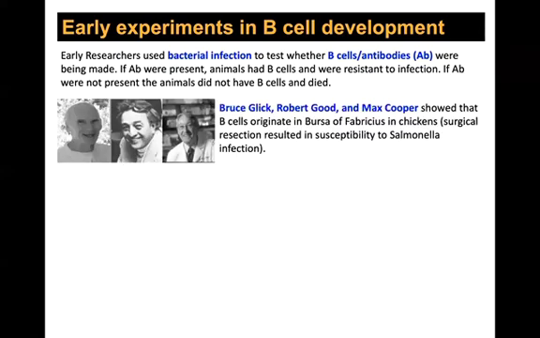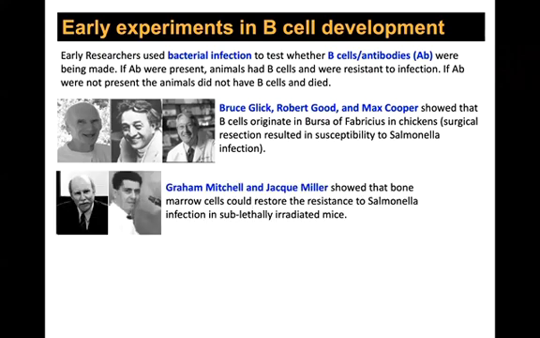This was really Bruce Glick and his trainees, Robert Good and Max Cooper. Max Cooper is still an active researcher at Emory University. And remember, in chickens, B cells came from the bursa of Fabricius, which is not the same as humans. In humans, it comes from bone. They could take out that bursa, just surgically remove it, and found that the chickens then became susceptible to salmonella, which meant the B cells were coming from the bursa, because the B cells are what confer resistance to salmonella infection.